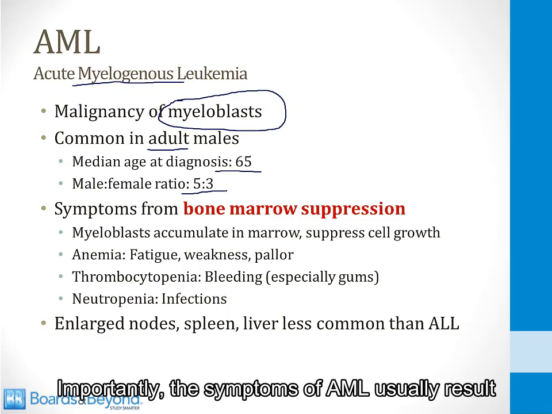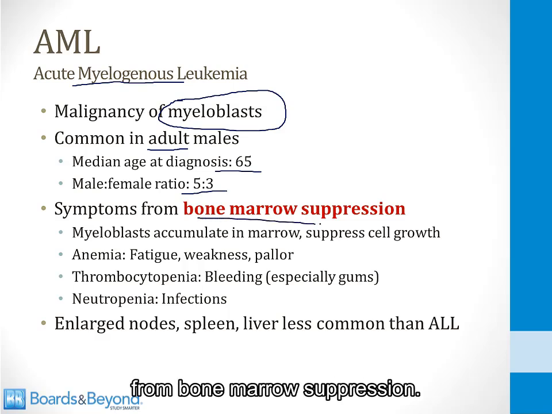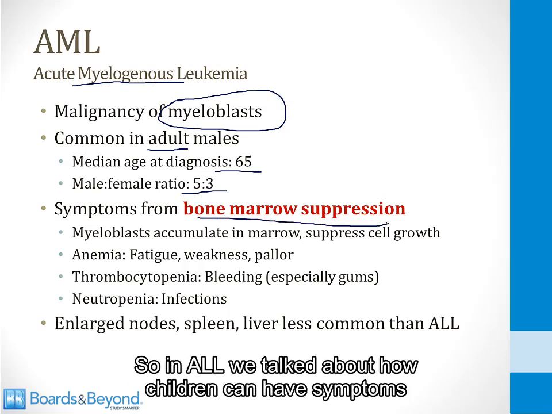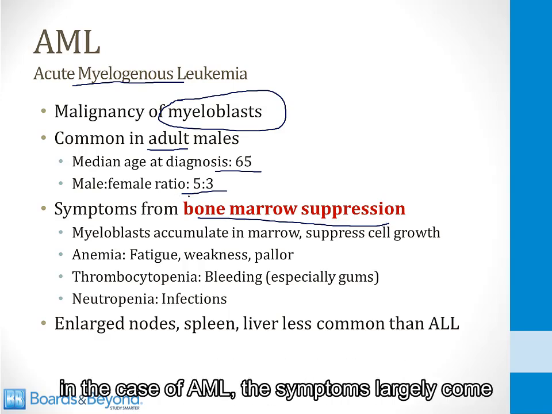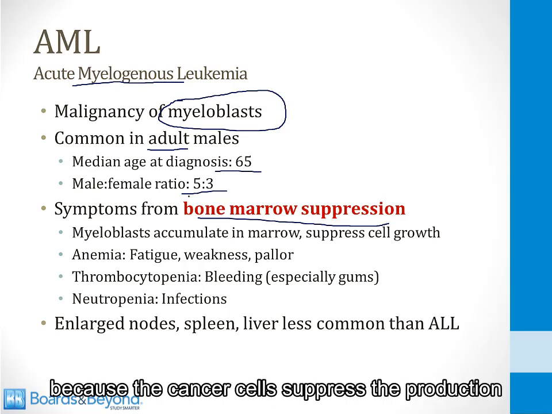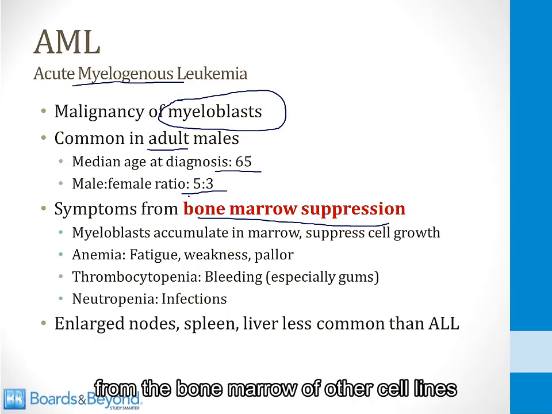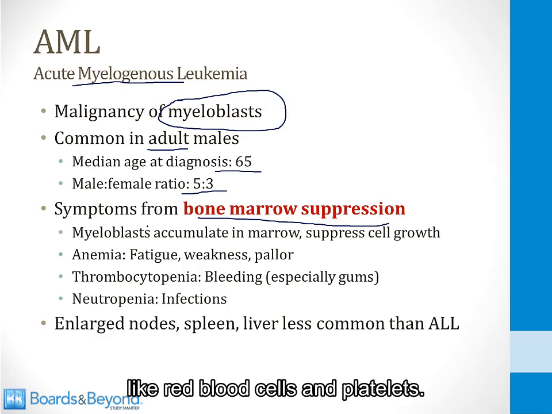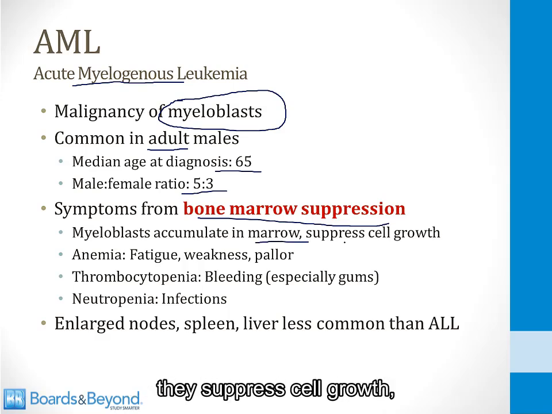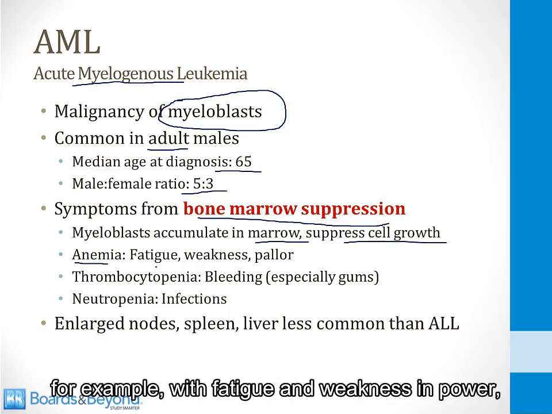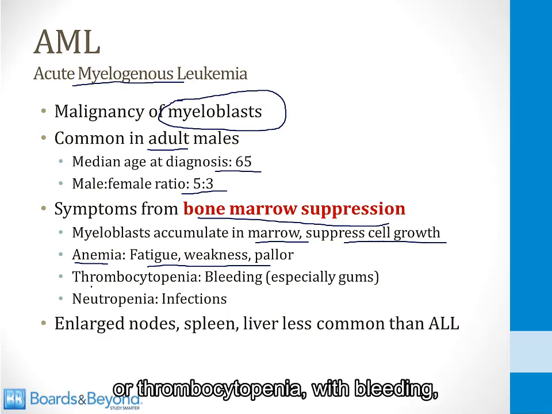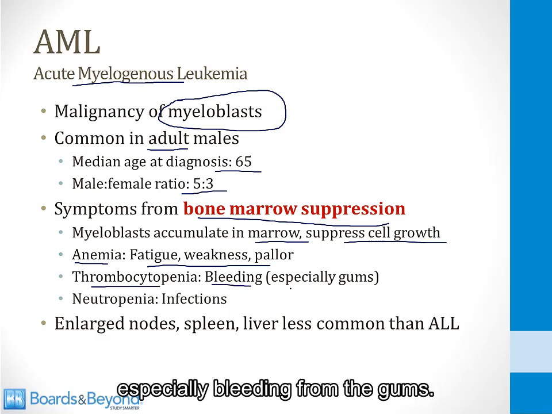Importantly, the symptoms of AML usually result from bone marrow suppression. So in ALL, we talked about how children can have symptoms from an enlarged spleen or liver or spread to the meninges. In the case of AML, the symptoms largely come because the cancer cells suppress the production from the bone marrow of other cell lines like red blood cells and platelets. So the myeloblasts accumulate in the marrow, they suppress cell growth, so therefore people will present with symptoms of anemia, for example, with fatigue and weakness and pallor, or thrombocytopenia with bleeding, especially bleeding from the gums.